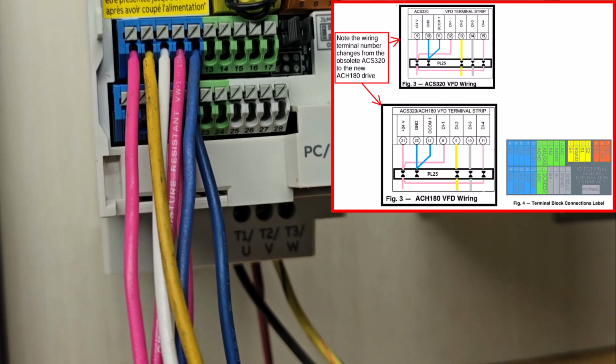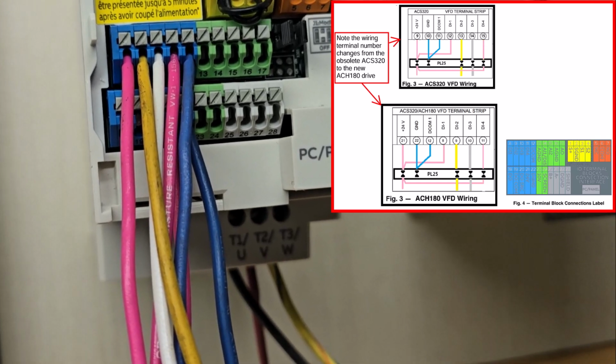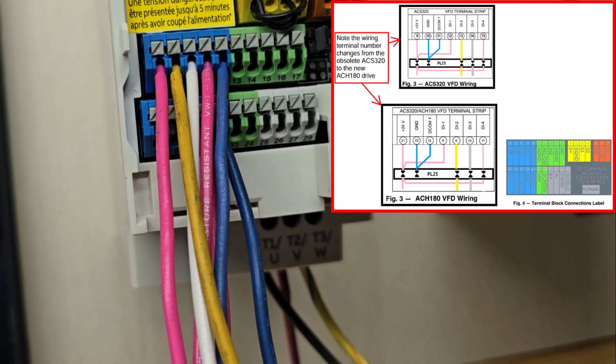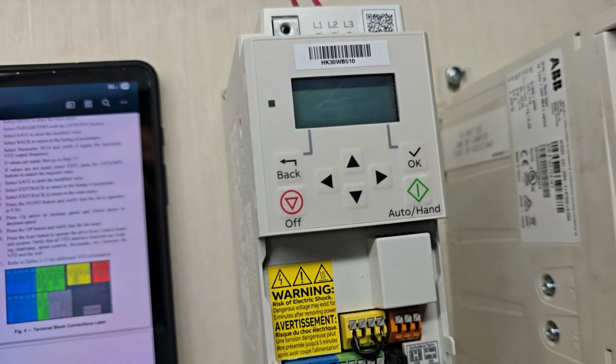Note here the highlighted control voltage wiring from plug PL25 to the new drive. Here is the orientation of the wiring, by color, to the new drive. Now we will demonstrate how to program the drive.